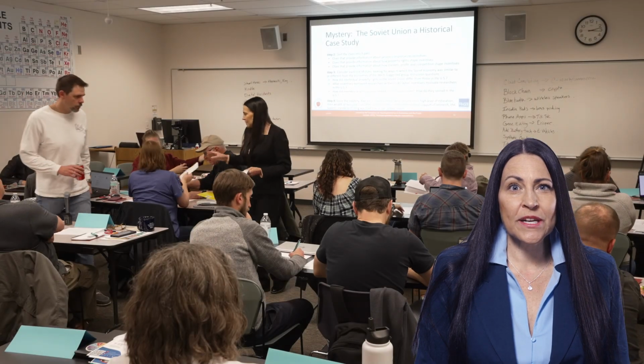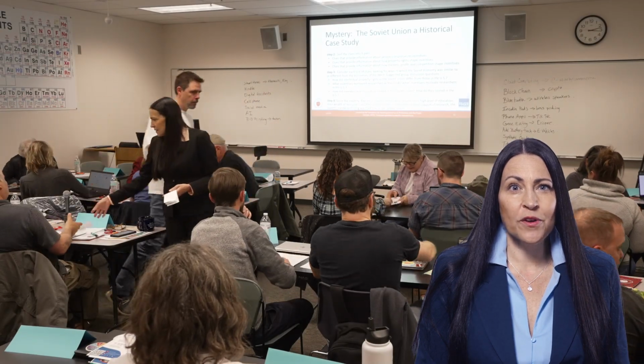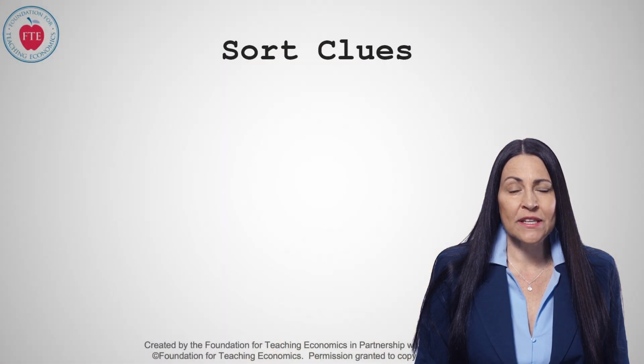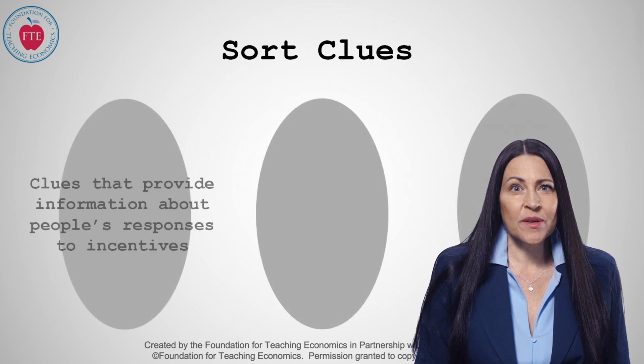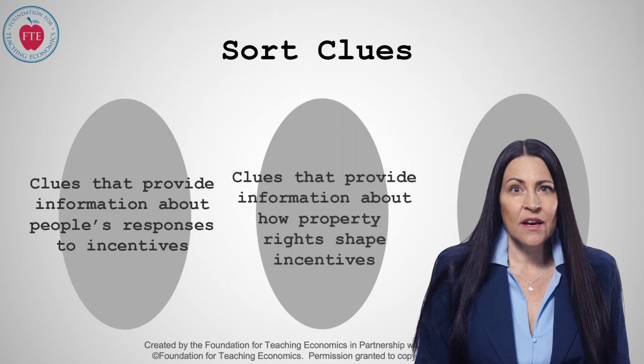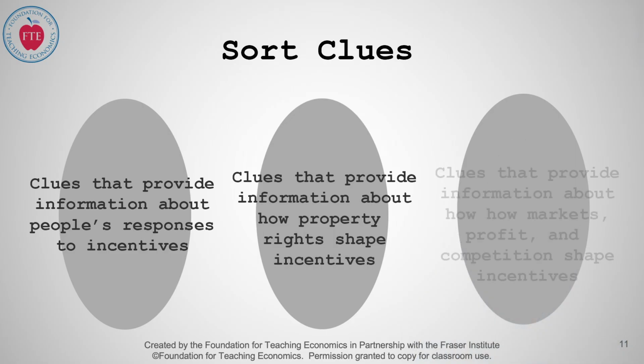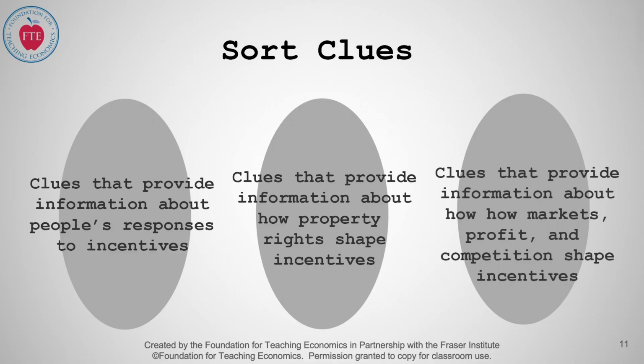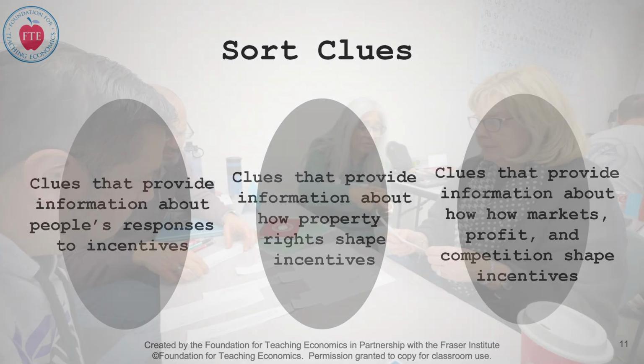Instruct the groups to split up the clues evenly and to go around the group taking turns to read each clue aloud. As they read through the clues, they should sort them into 3 piles. Clues that provide information about people's responses to incentives, clues that provide information about how property rights shape incentives, and clues that provide information about how markets, profit, and competition shape incentives.